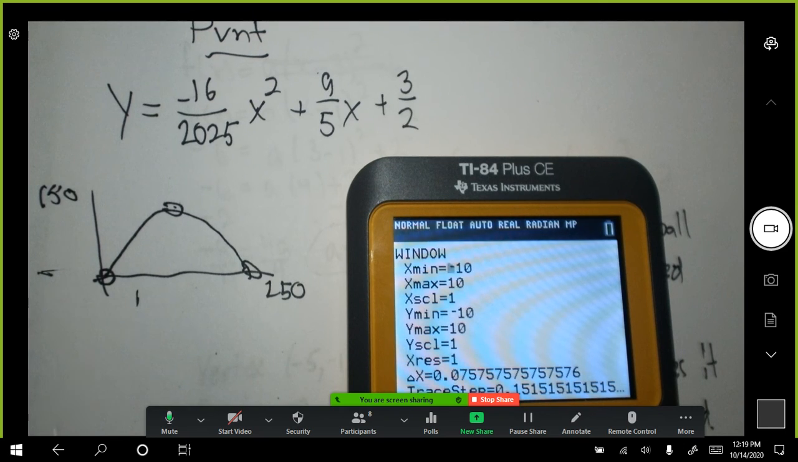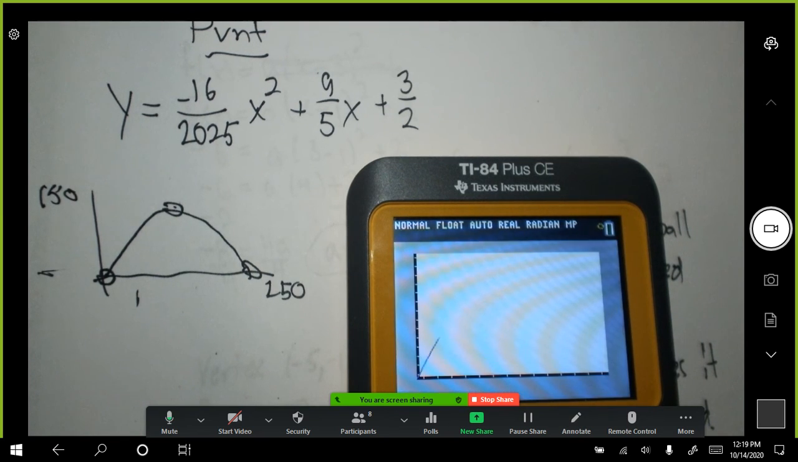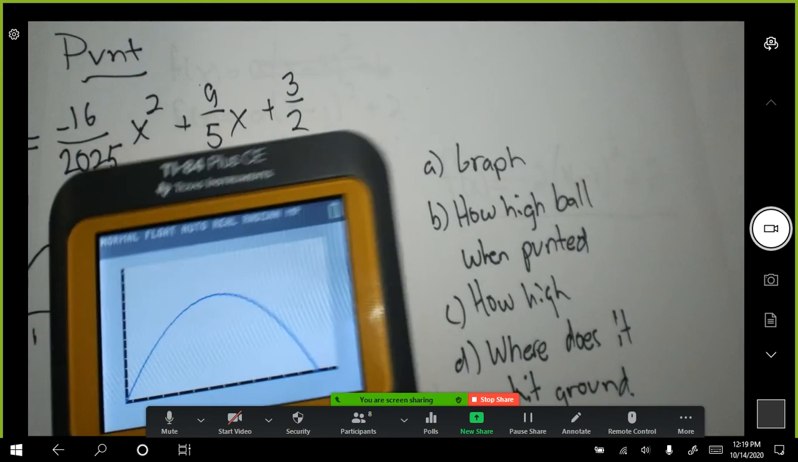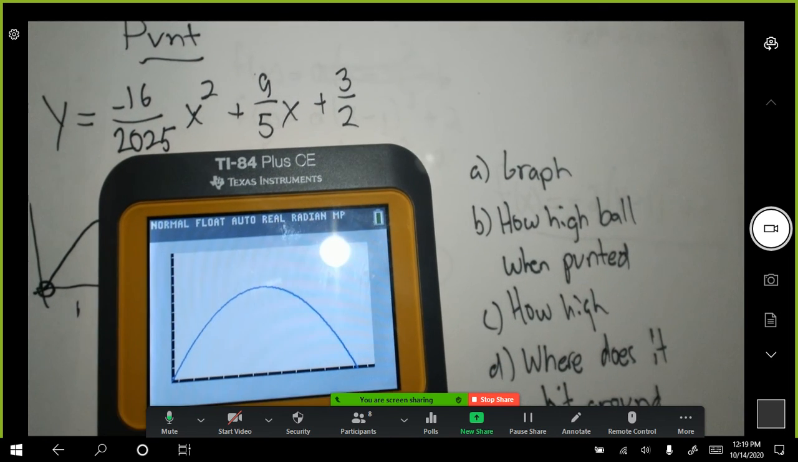So I'm going to say it goes from 0 to 250 on the X and 0 to 150 on the Y. And then let's see if that punt fits in my screen. All right, so you do notice that it fits in the screen. So we'll be able to pick our graph up off of that. So that's what the graph looks like.